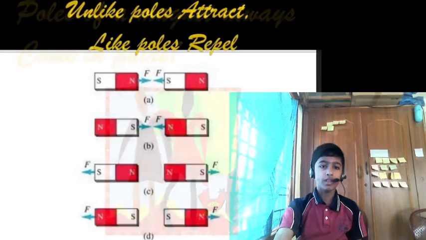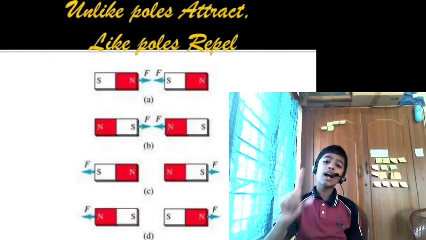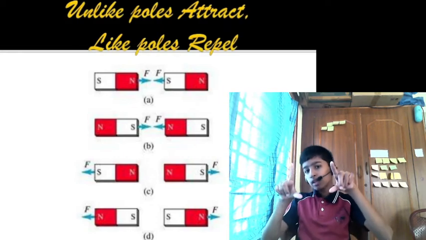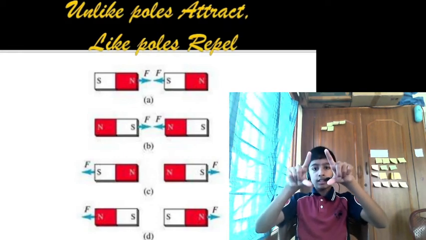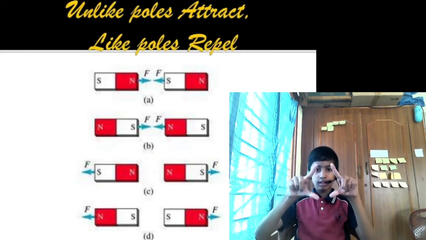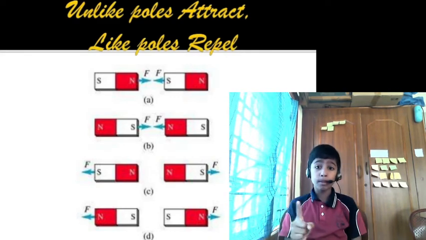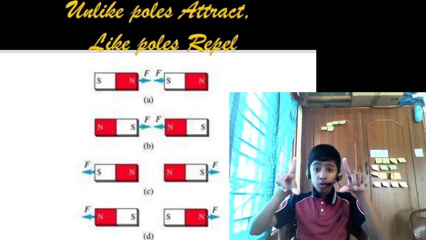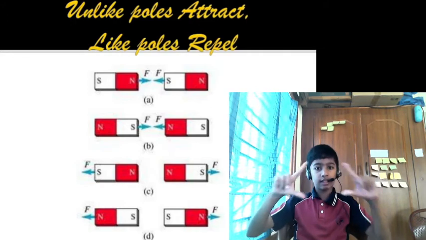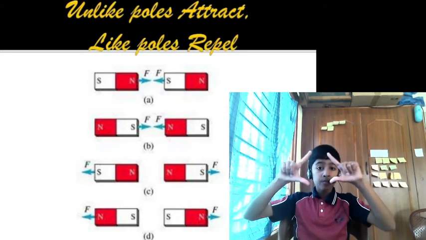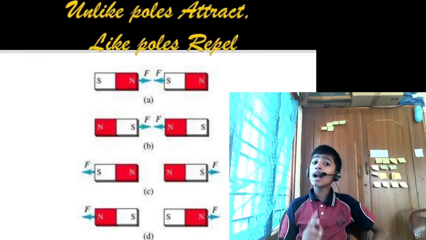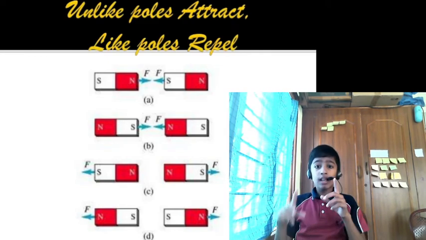So unlike poles attract, like poles repel. If you bring north and south like this, they will be attracted. And if you bring south and north like this, that also will be attracted. But if you bring north and north like this, they will repel, they will not be attracted. And if you bring south and south, that also will be repelled. So unlike poles attract. North and south are unlike poles.